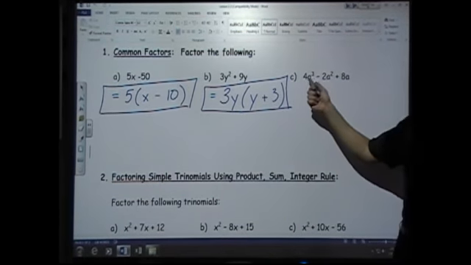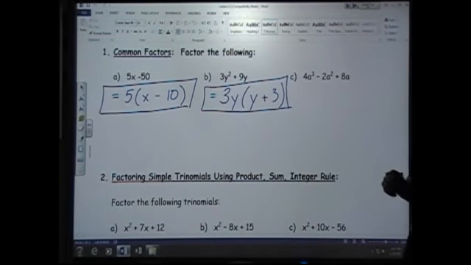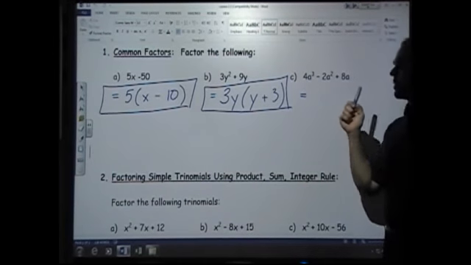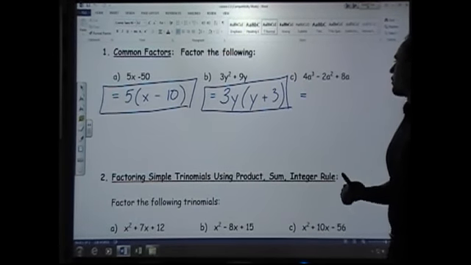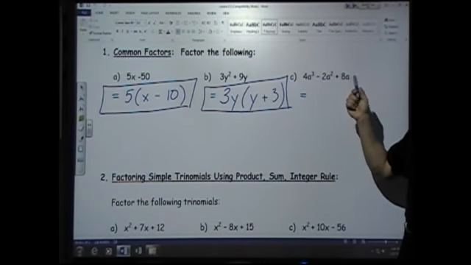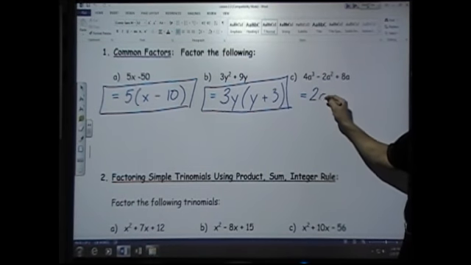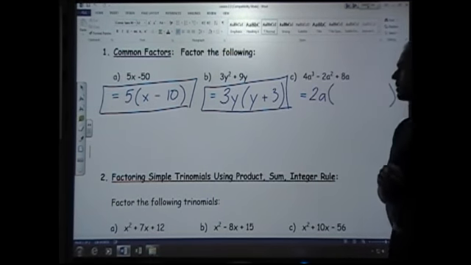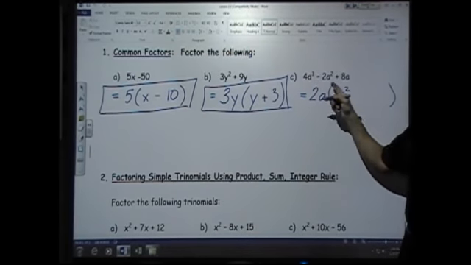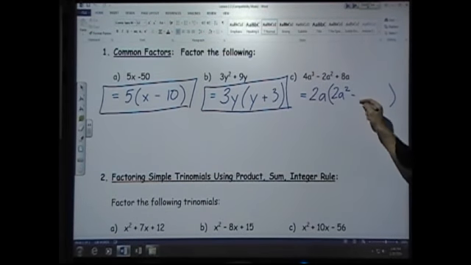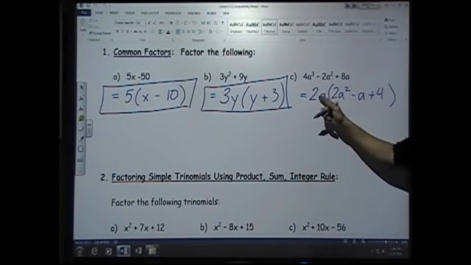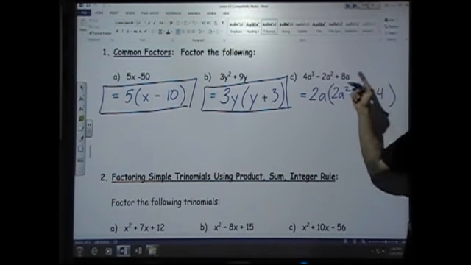For the last one here, it says 4a cubed minus 2a squared plus 8a. And the greatest common factor between the numbers is a 2 that I can factor out from all of those. And then the greatest common factor between the a's is just an a, because this one only has one a to give. So 2a is the greatest common factor between all those three items. 4a cubed divided by 2a is 2a squared, and negative 2a squared divided by 2a is negative a, and 8a divided by 2a is positive 4. And if you re-expand this, of course, that is going to give you that.